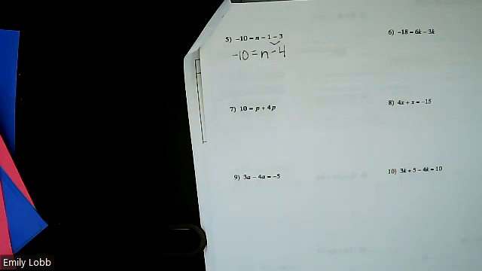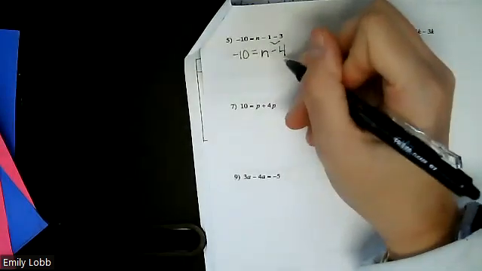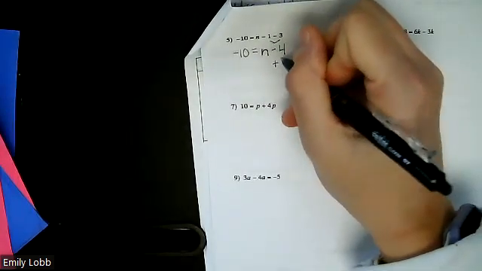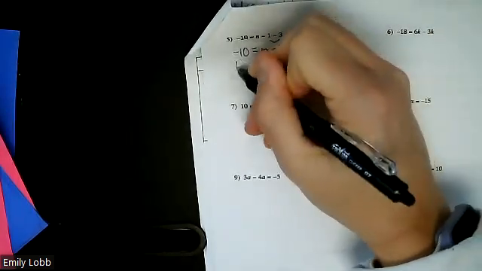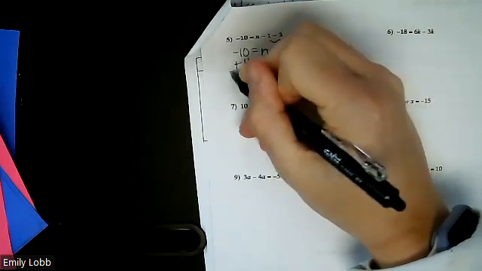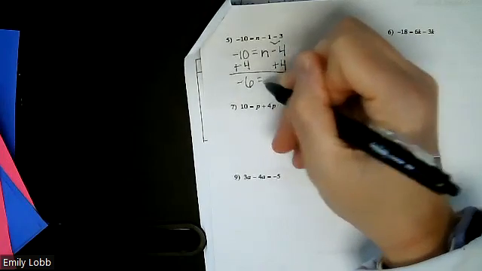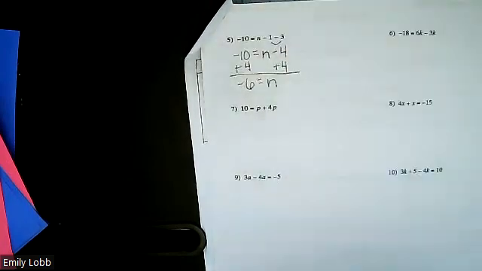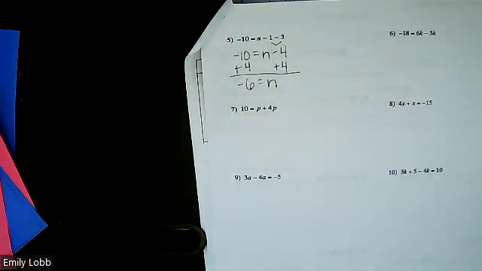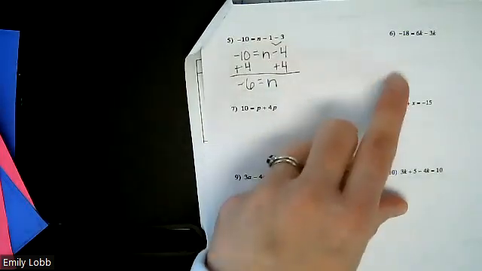Now I have a one-step equation. How do I get rid of the constant? It is a one-step, but this time 4 is being subtracted, so I have to add 4 to both sides. So negative 6 is equal to n. So that was an example when we had constants that we could combine.